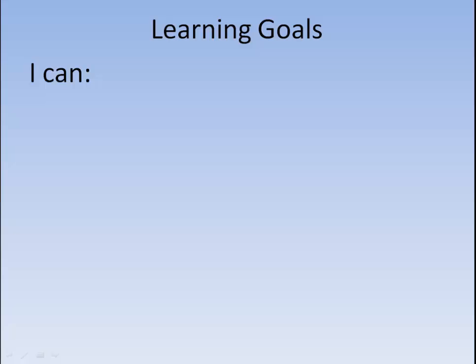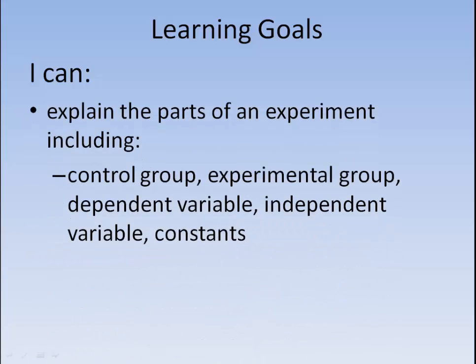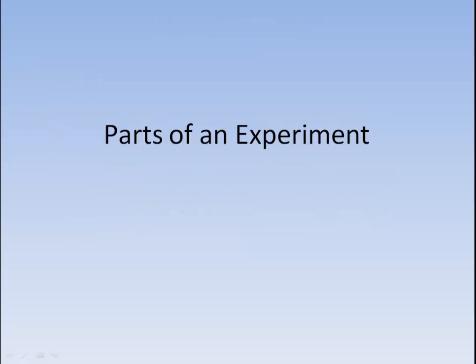Here are our learning goals. Explain the parts of an experiment, including the control group, the experimental group, the dependent variable, the independent variable, and constants.